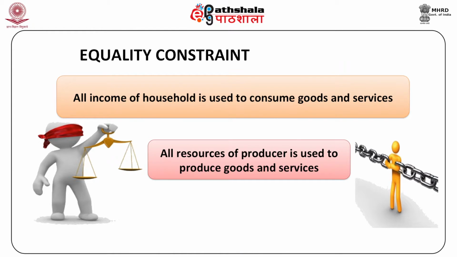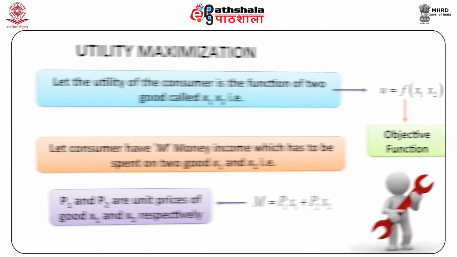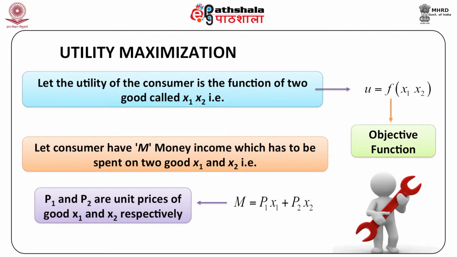Under this, we assume that all income of households is used to consume goods and services. All resources of the producer are used to produce goods and services. In short, we can say that under the equality constraint, there is no saving. Now we will be talking about utility maximization.